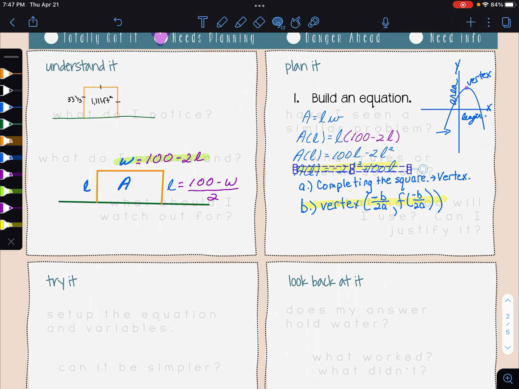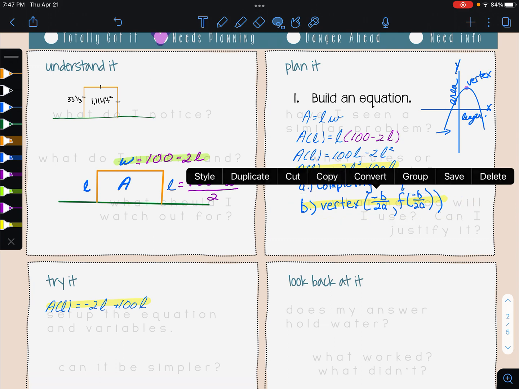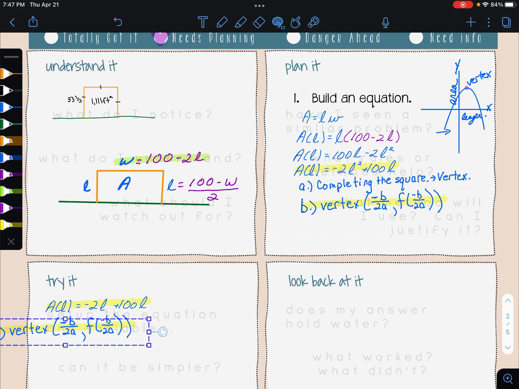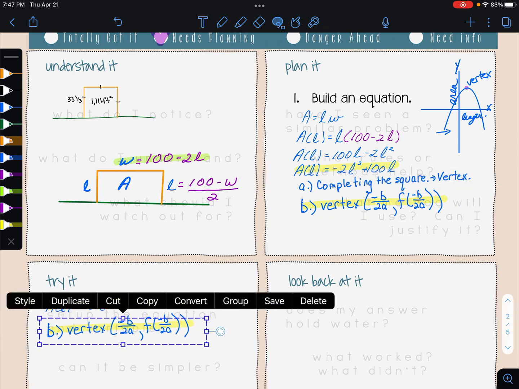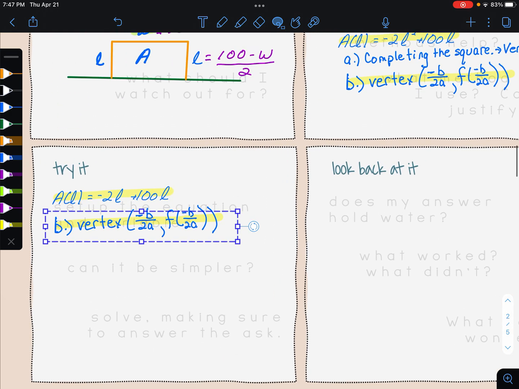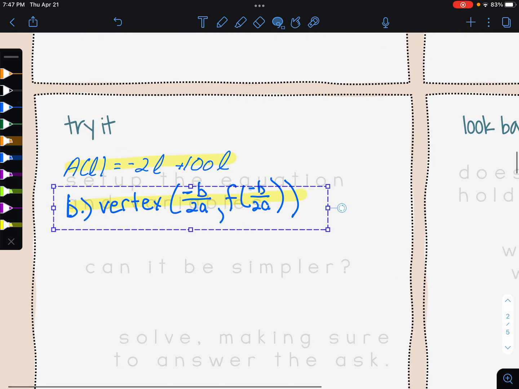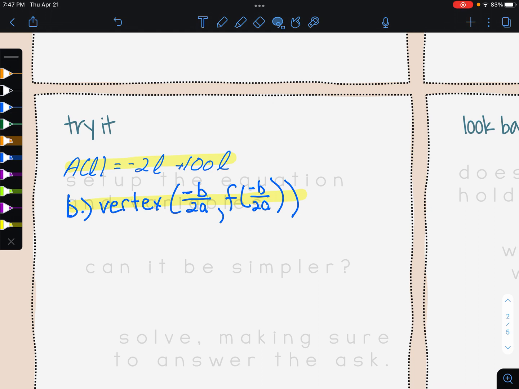I love Notability. I love that I can just quickly do this. Let's do copy and paste. And let's do the same thing for the vertex. Let's just do copy and paste. And let's jump in and substitute the values and see what we get.